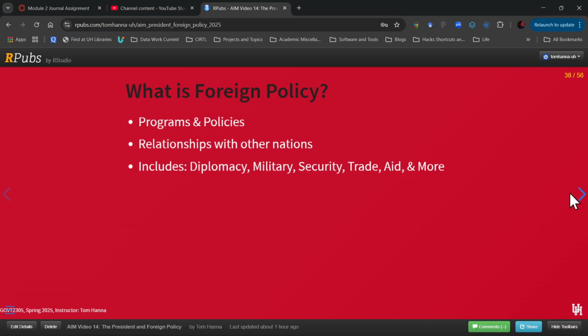Before we talk about the goals, we need to have an idea of what foreign policy is. Foreign policy is the programs and policies that affect our relationships with other nations. This includes a lot of specific things because it's all of the programs and policies. So it starts with diplomacy, which is the face that most people think of immediately: the ambassadors and diplomatic relations.